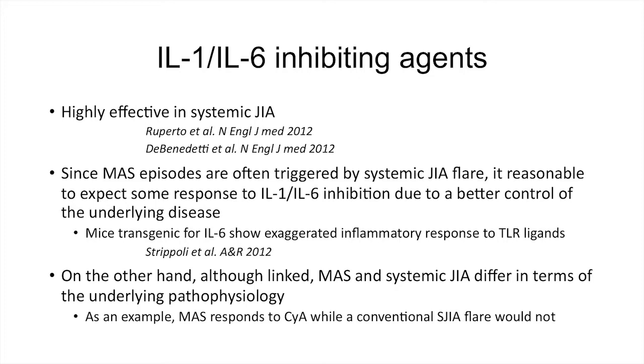The question is what to target. The first obvious targets were IL-6 and IL-1. As you know, agents blocking IL-1 and IL-6 are highly effective in systemic juvenile idiopathic arthritis. And since many episodes of MAS are often triggered by systemic JIA flare, it's reasonable to expect at least some response to this inhibition due to a better control of the underlying disease. Unfortunately, that did not happen to be the case.